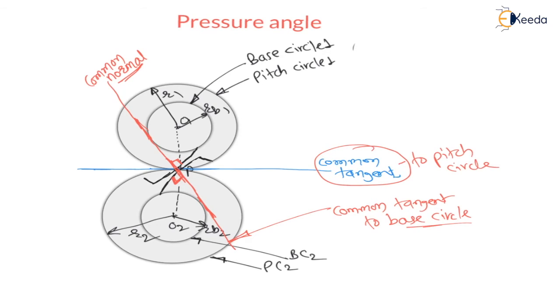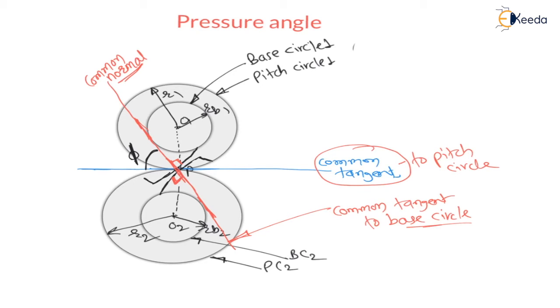This blue color line is common tangent to pitch circle, and this other color line is common normal at contacting point, where with teeth this line will make 90 degree angle, or this is also called common normal, or this line is also called common tangent to the base circle. See here, for base circle it is going as a tangent, definitely it will go, right? And the angle between common normal and common tangent is called pressure angle. This angle is called pressure angle, right?